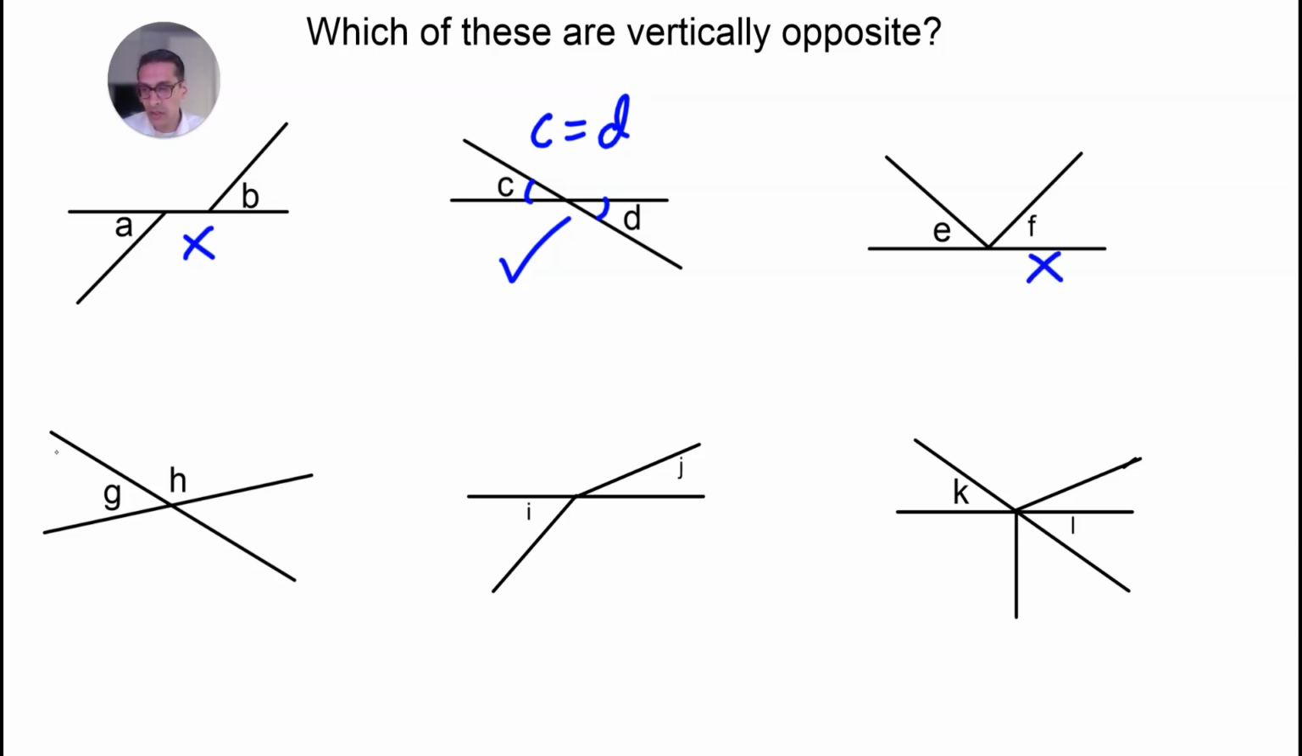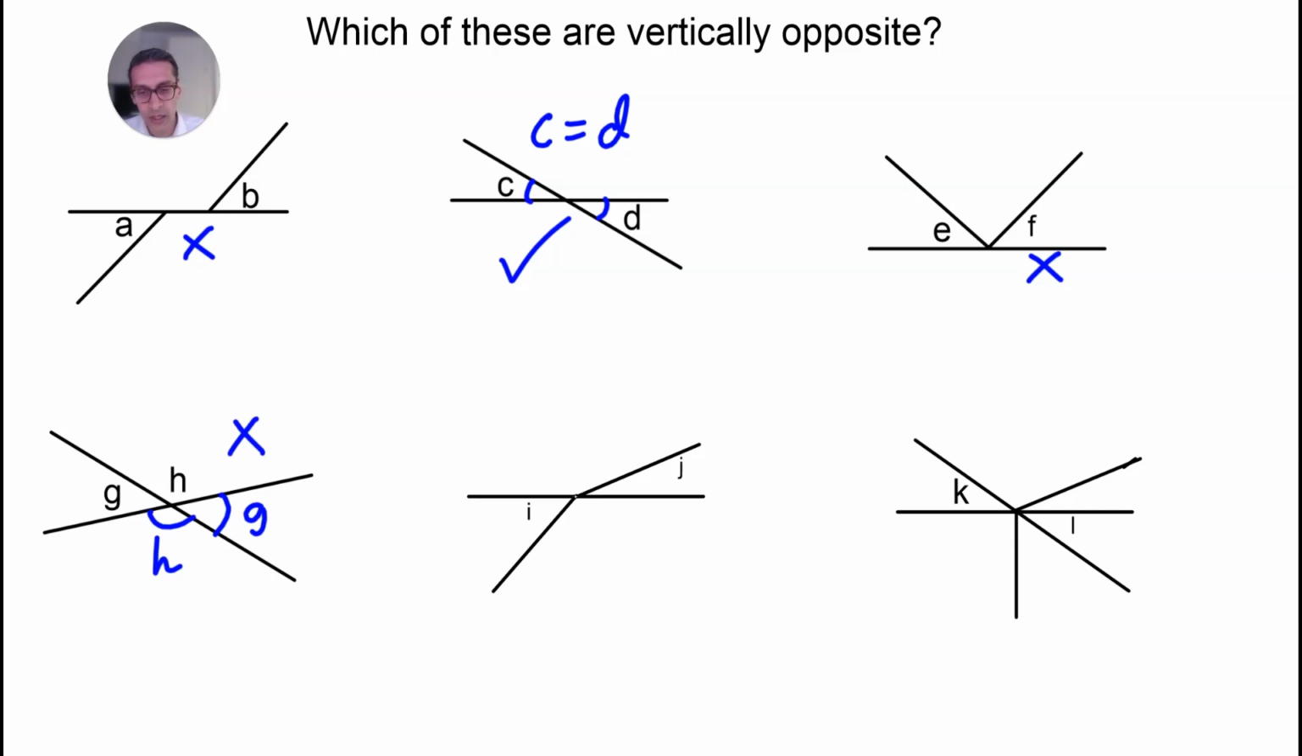For G and H, we do have a crossover, but we need to be careful here because they're not opposite each other. They're actually next to each other. They're adjacent. So for G, the vertically opposite angle would be there, and for H, the vertically opposite angle would have been there. So in the original diagram, they're not vertically opposite.